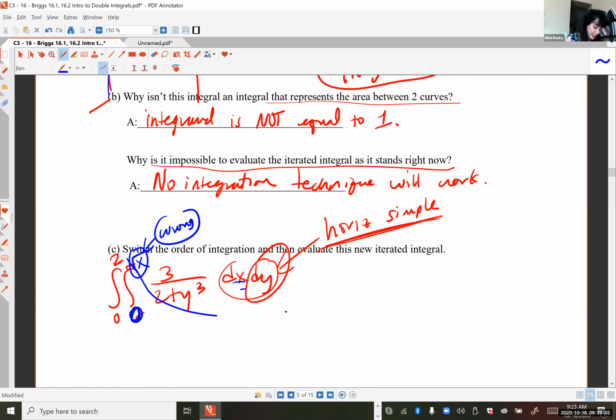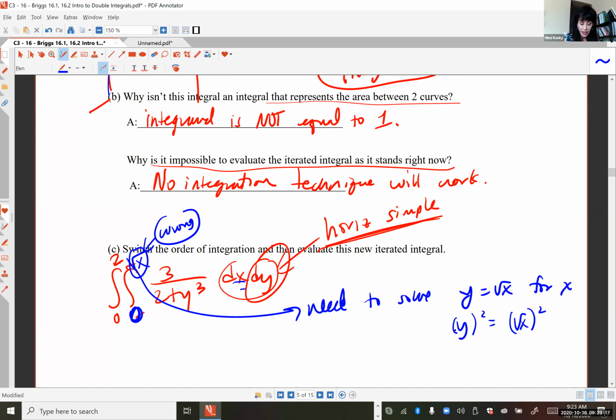So what you're going to need to do is solve y equals square root of x for x. So you have x equals something. Well, that's not too hard, right? What am I going to do to both sides? Square both sides. Now, when I square both sides of an equation, do I need the plus or minus? No, only when you take an even root. So now I get x equals y squared.